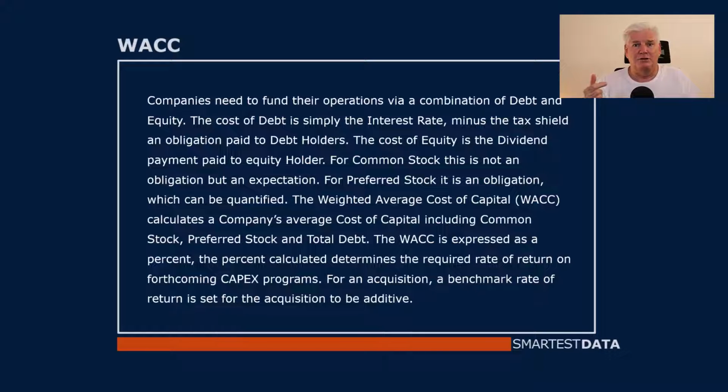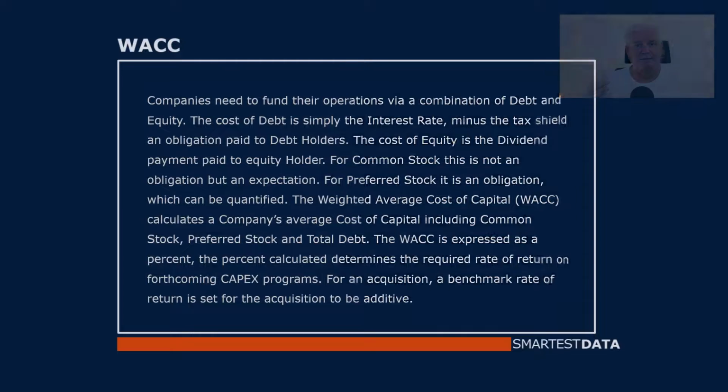The weighted average cost of capital calculates a company's average cost of capital, including common stock, preferred stock, and total debt. It is expressed as a percent. The percent calculated determines the required rate of return on forthcoming CapEx programs. For an acquisition, a benchmark rate of return is set for the acquisition to be additive.